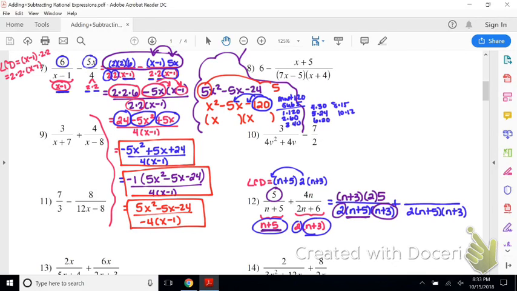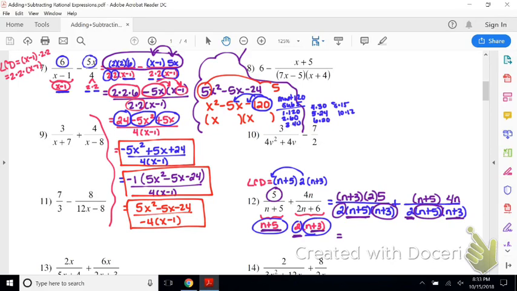My second numerator was 4n, and it was over 2 and n plus 3. What did I multiply them by? I multiply them by the n plus 5, so I'm going to put it on top as well.